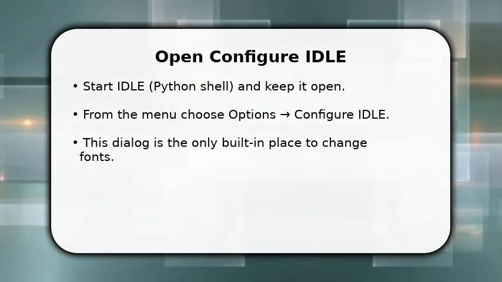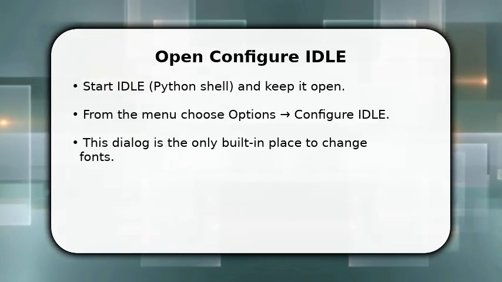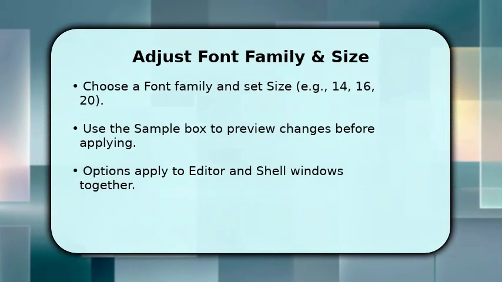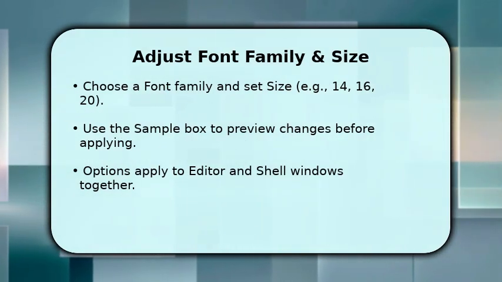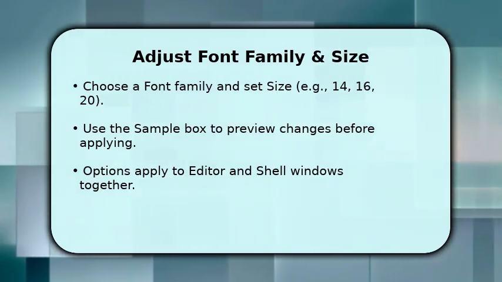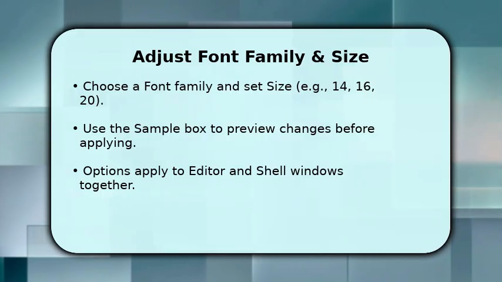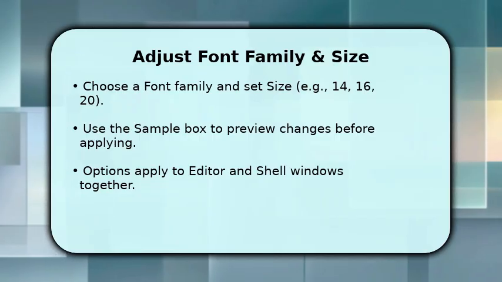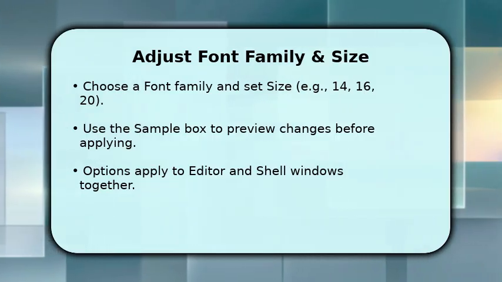Do this now to move directly to the setting that controls both the editor and shell text sizes. You now pick a font family and enter a numeric size value. Try 14 or 16 to start. Use the sample preview so you can see exact character spacing and readability before committing. Once you choose a size, click Apply to test it immediately in open windows.